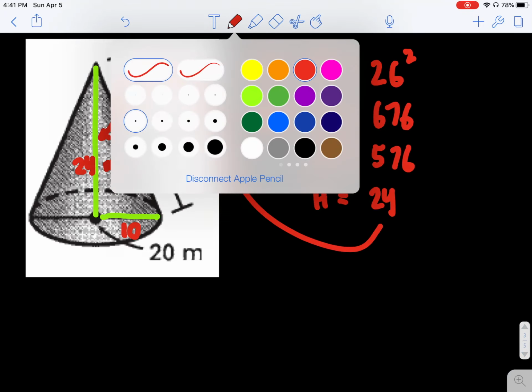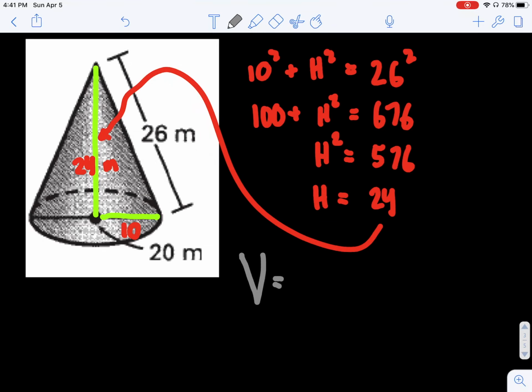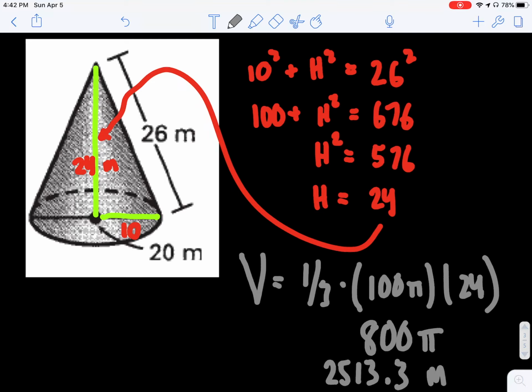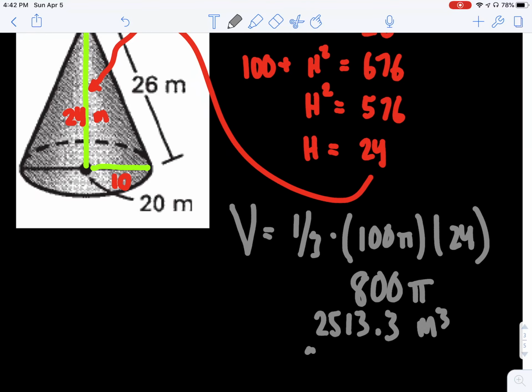Now we can calculate our volume. Volume is equal to 1/3 times the area of the base, which is pi r squared, or 100 pi, times the newly found height, which is 24. 100 times 24 divided by 3 is 800. Don't forget to multiply by pi. 800 pi. Let's ask the watch. 800 pi is about 2,513.2741. Oh, really? 2,513.3 meters cubed.